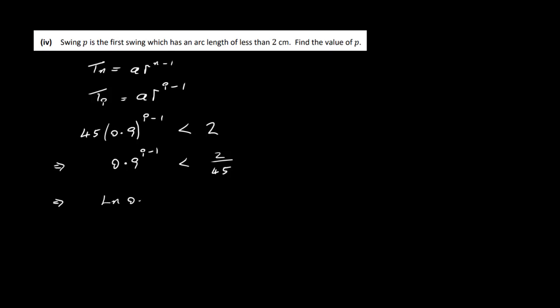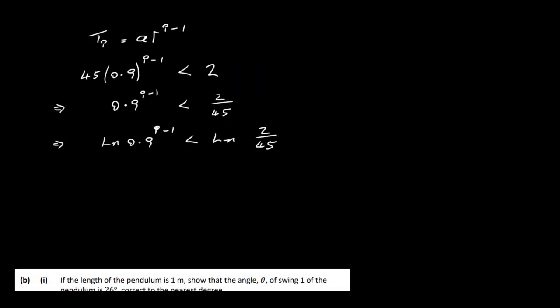Log, we'll use natural log, 0.9 to the power of p minus 1 less than the log of 2 over 45. Bring the p minus 1 down, so that's p minus 1 multiplied by the log of 0.9, and that's going to be less than the log of 2 over 45.